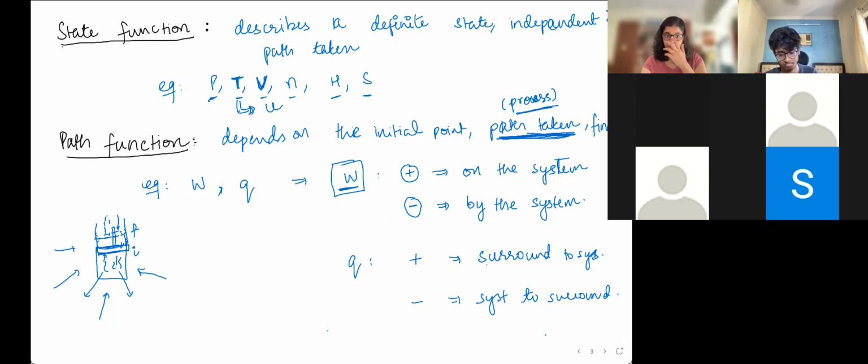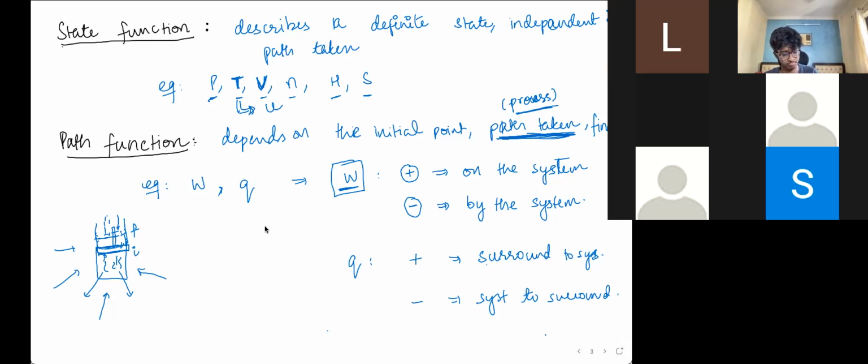So if heat is given out, will that be work by the system or on the system? I think it would be by the system, right? No, heat and work are two different things. A system can give out heat and also do work. A system can give out heat while work is being done on the system. Both of them are two different functions.